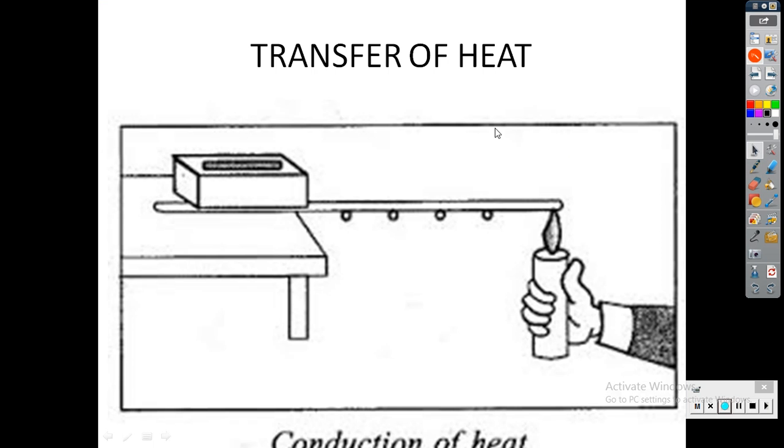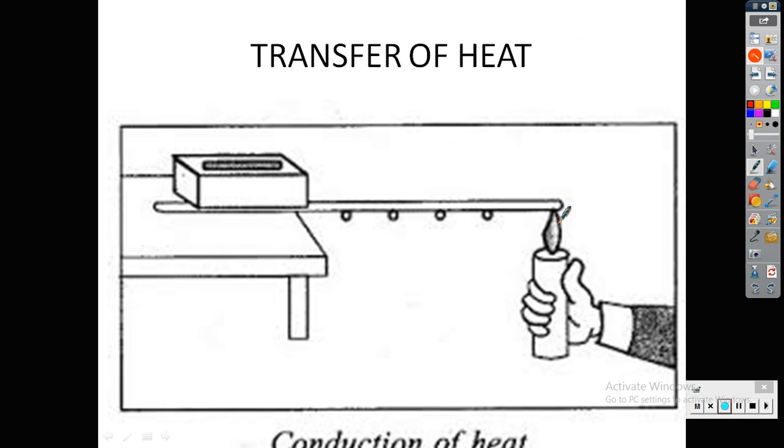So coming to the next topic, transfer of heat. How can we take this topic? Just see, there is a metallic rod, and in the metallic rod we have fixed 1, 2, 3, 4 wax pieces, candle wax pieces.